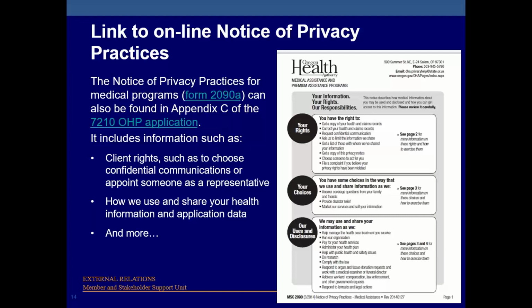Why don't we talk about the notice of privacy practices and then have Joey talk about that? Is that okay? Absolutely. Okay. So the notice of privacy practices is found in Appendix C of the 7210 OHP paper or PDF application. It includes client rights, such as the right to choose confidential communications or to appoint someone as a representative. And it includes how we use and share health information and application data and more. So we are just going to take a quick look at that right now.